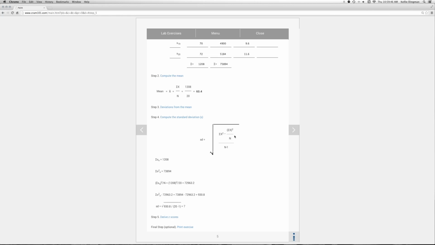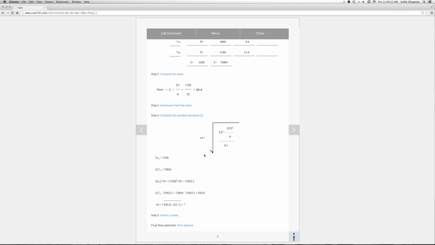The next thing we want to look at is to solve for this right side of the equation, which again, we already have those values. So it's 1208. Square that value and divide it by 20, and you end up with a result of 72,963.2. And then solving for the entire numerator, again, we have all the values. So here's the 72,963.2 we just got. We subtract it from 73,894, and that gives us a numerator of 930.8.